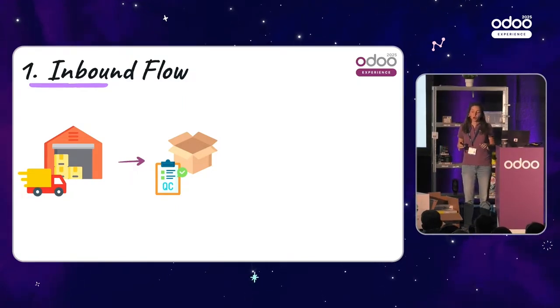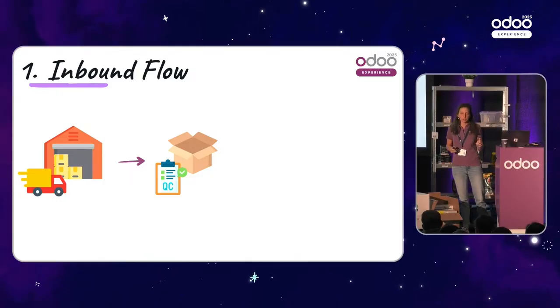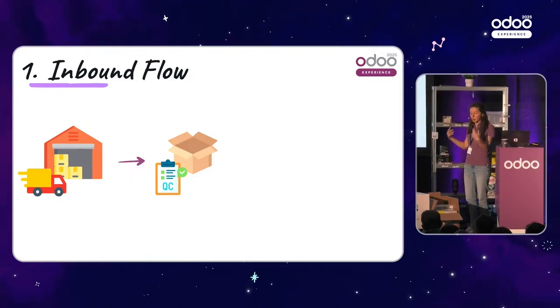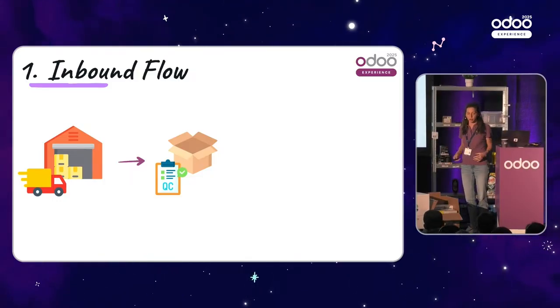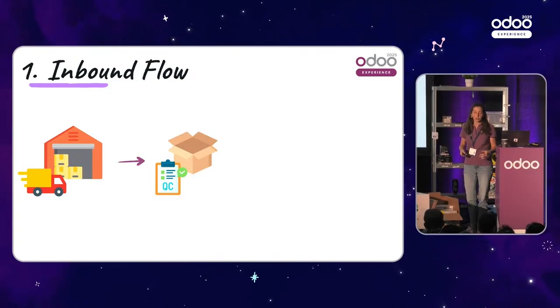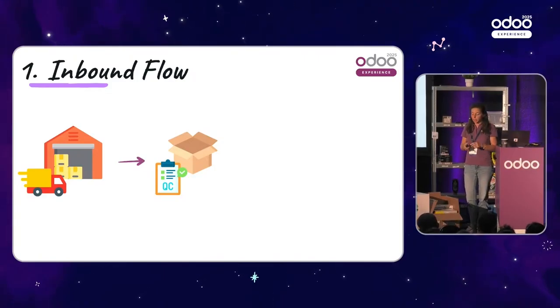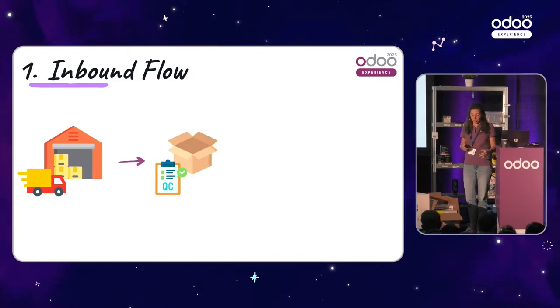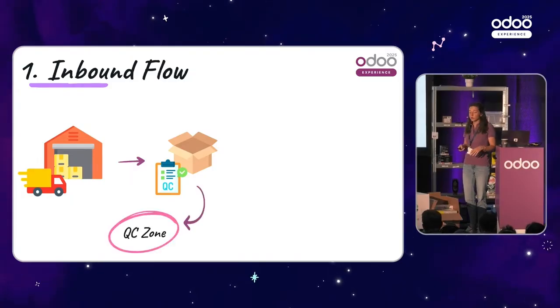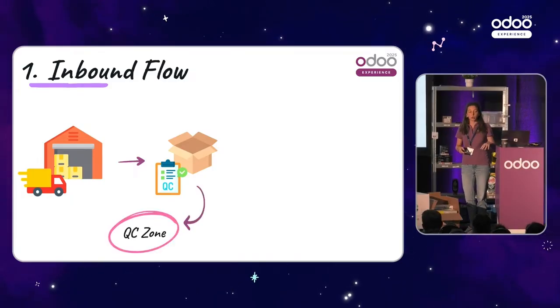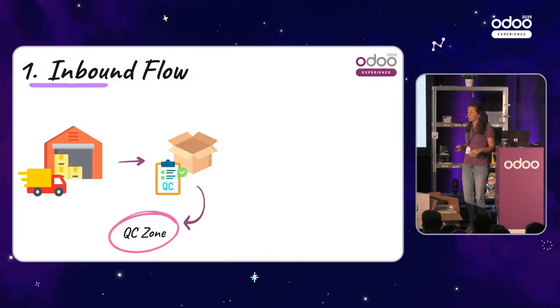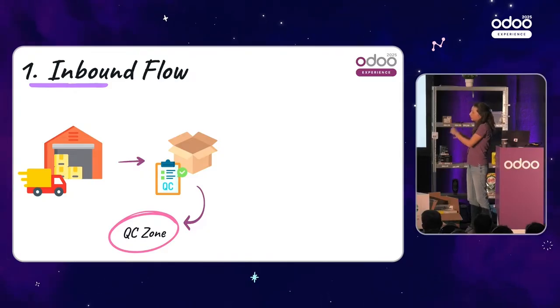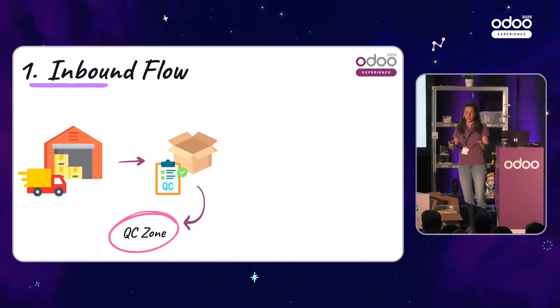So for the inbound flow, they work in 2 steps. It means that first, they will receive the goods in the entrance zone. There will be a warehouse operator that will count the goods and check that everything is fine. If there is an issue, the products will be redirected to a quality control zone.